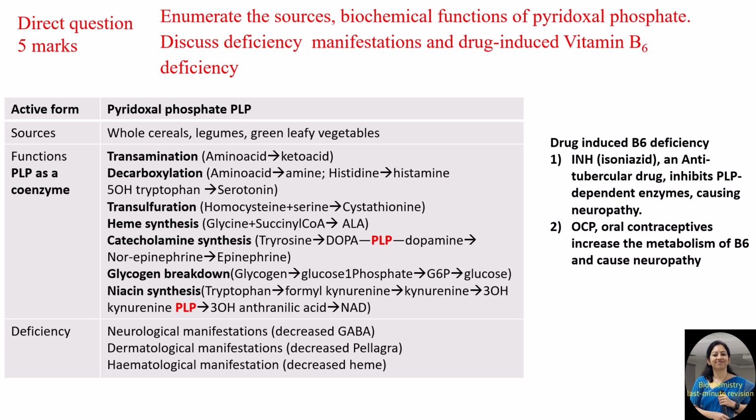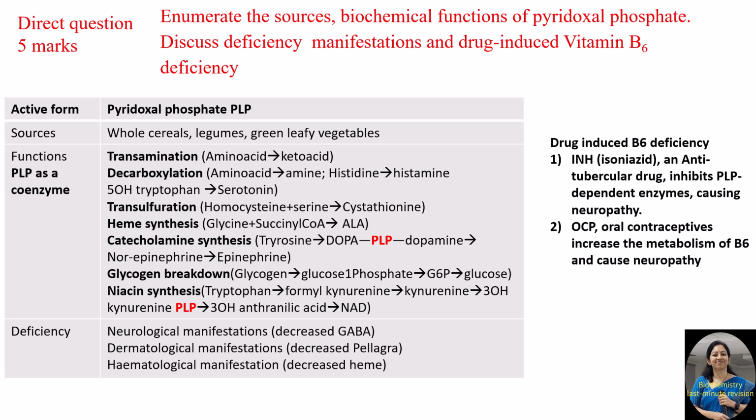Next, direct question. Enumerate the sources and biochemical functions of pyridoxal phosphate. Discuss deficiency manifestation and drug-induced B6 deficiency. So the active form of pyridoxine is pyridoxal phosphate. The sources include whole cereals, legumes, green leafy vegetables. PLP functions in reactions where PLP acts as coenzyme.